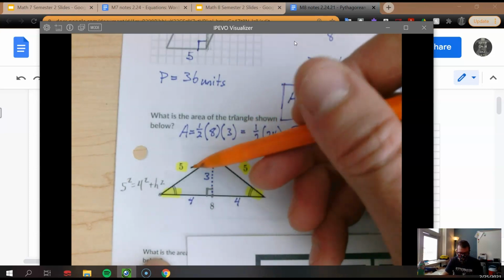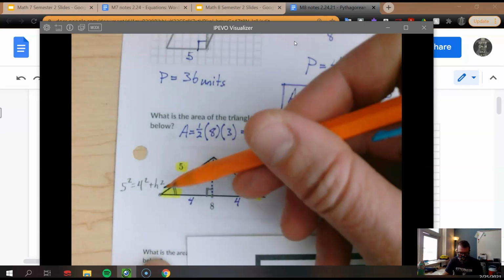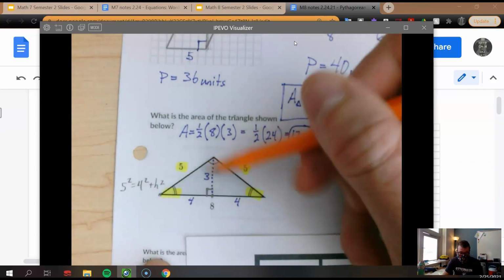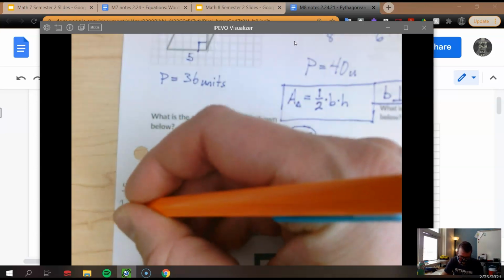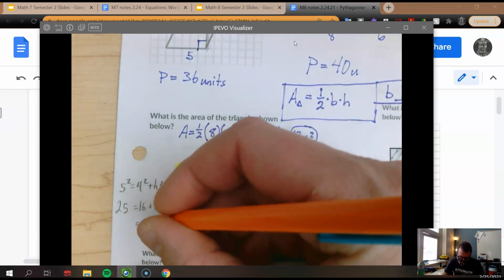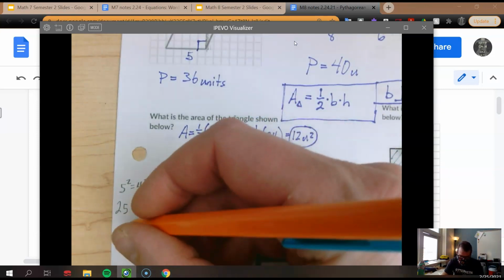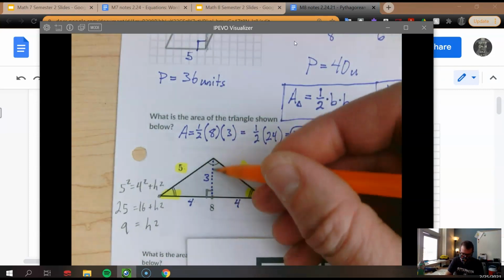Or if we recognize that this is a Pythagorean triple, we don't even have to do the Pythagorean theorem. If we don't recognize that, well, that's 25, 16. I subtract the 16 from both sides. H squared is 9. We could take the square root, and that is how we get our height of 3.